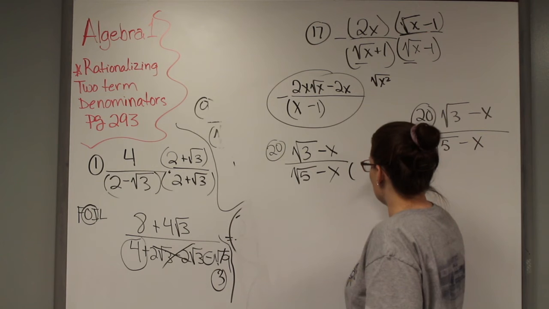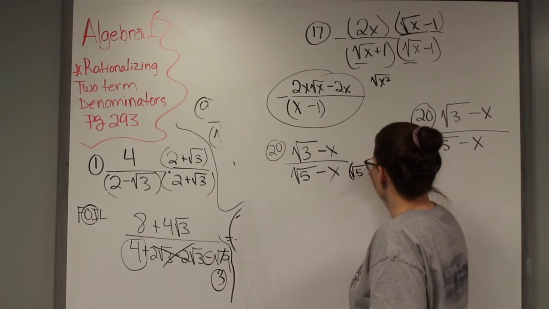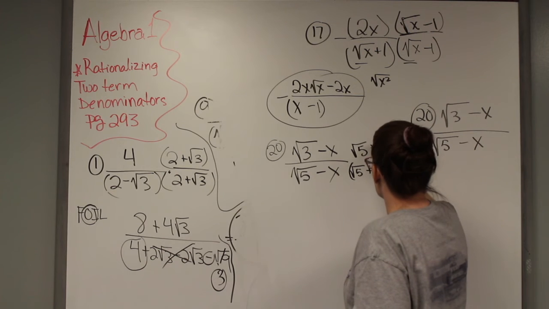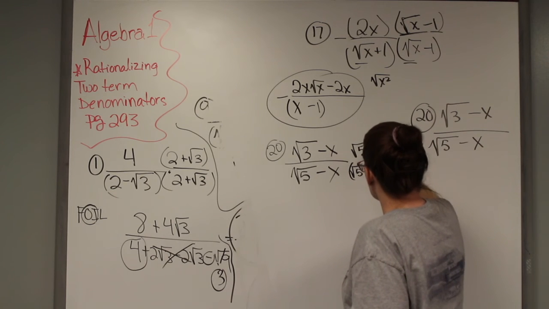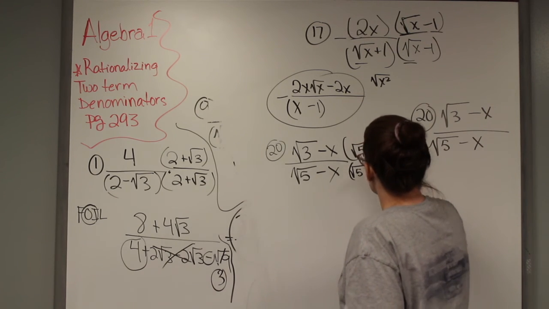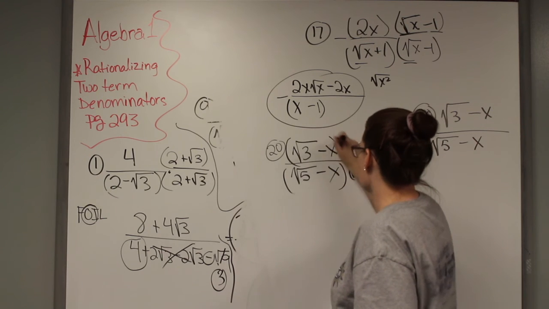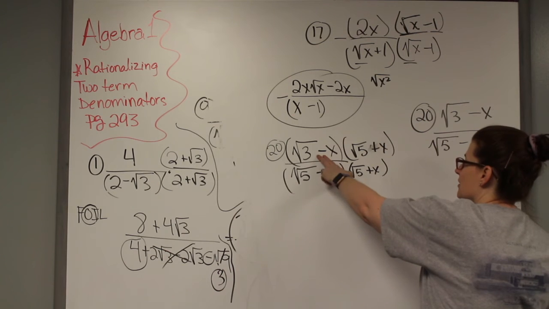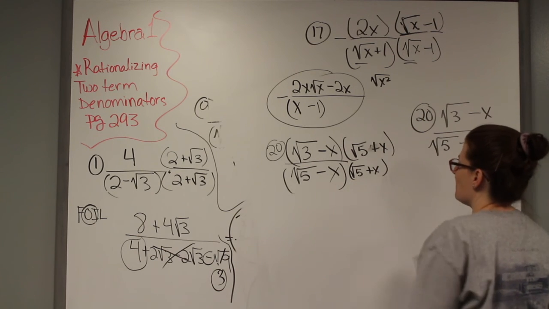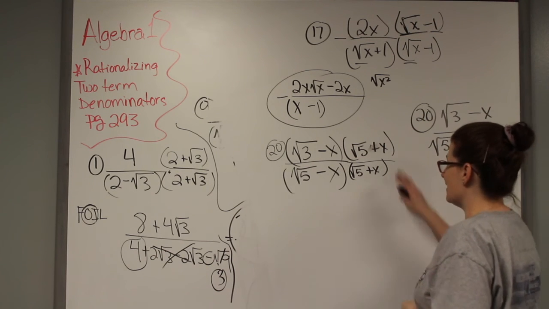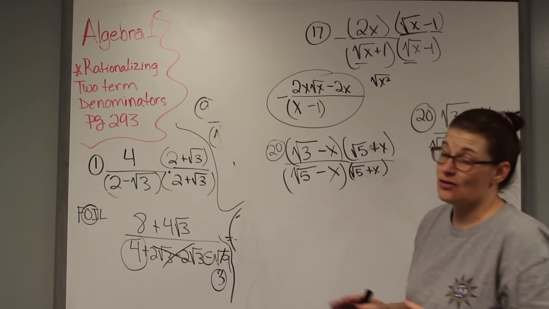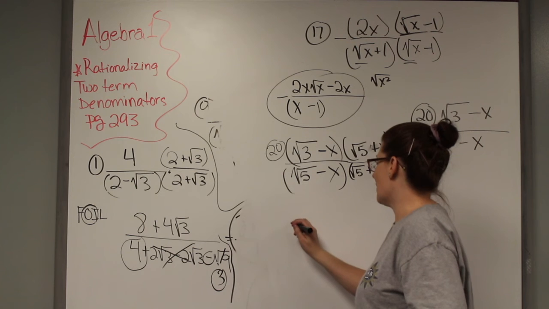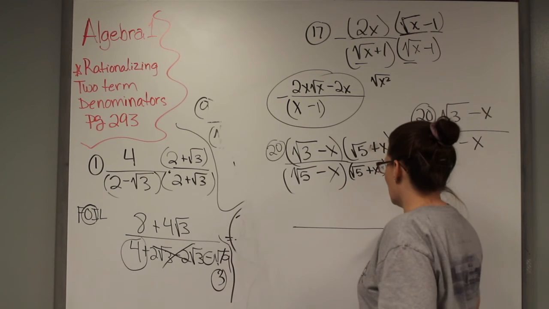What we need to multiply would be radical 5 plus x. Radical 5 plus x. Okay? Now, because we have a two-term problem on top and a two-term problem on the bottom, we will have to FOIL the top, and because they are not conjugates, they're not going to cancel out, so we have to do the whole FOIL. So in this case, we'll do the bottom first.